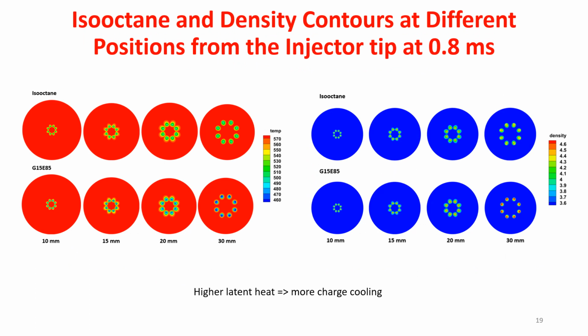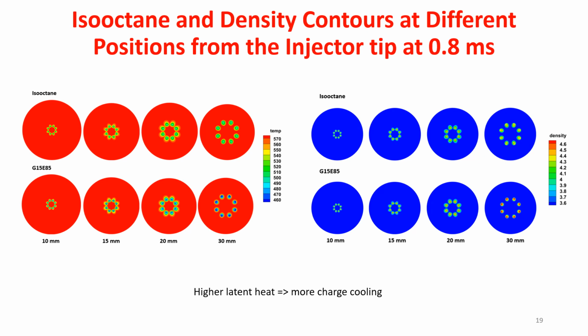Here, multiple cut sections were considered at different locations. As we showed earlier, the alcohol fuels have a high latent heat. Due to the latent heat differences, local cooling of the air-fuel mixture by 30 to 40 Kelvin is seen here between the isooctane and the E85 G15 case at different positions perpendicular to the tip of the injector.